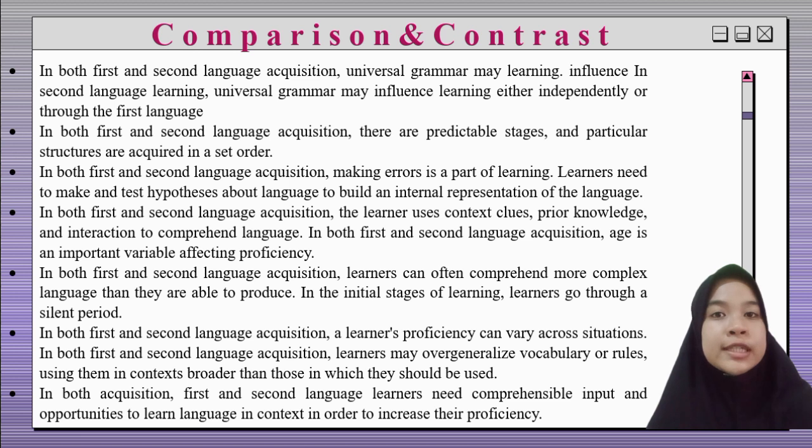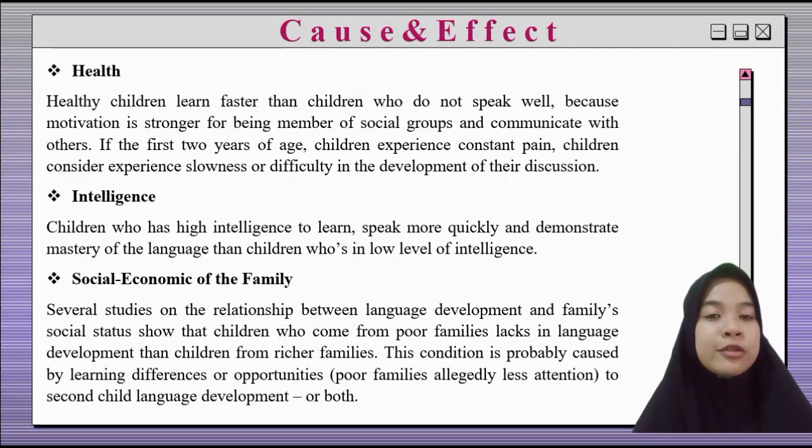The last point is in word acquisition. First and second language learners need comprehensible input and opportunities to learn language in context in order to increase their proficiency. Let me go into the other point, causes and effects of language development.